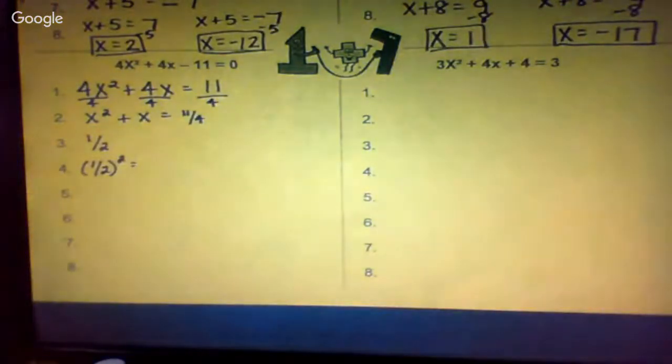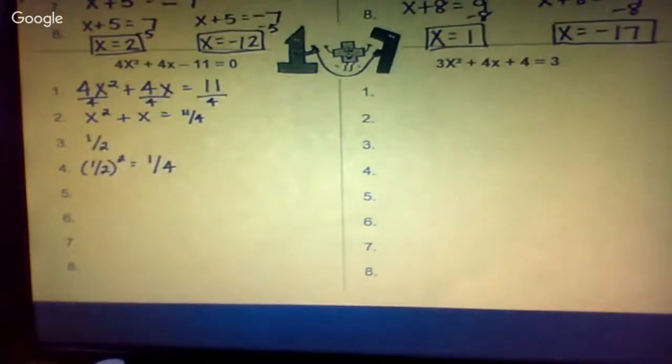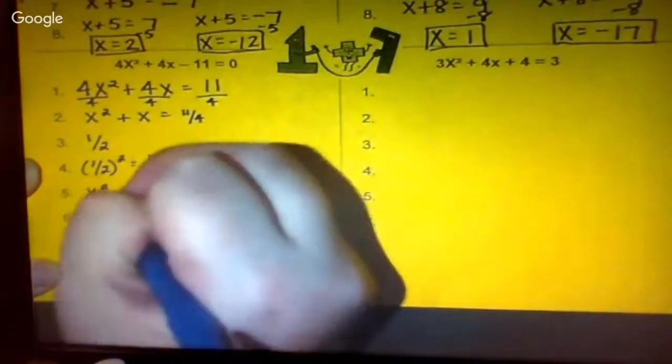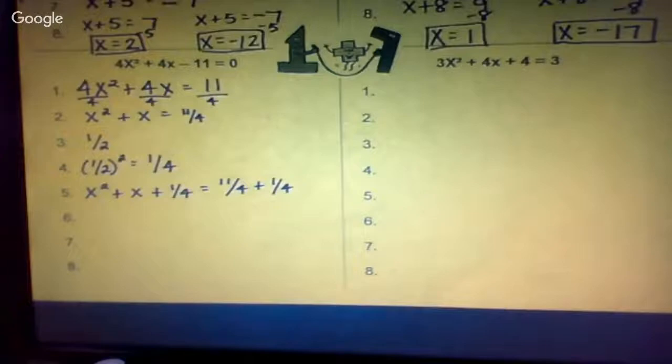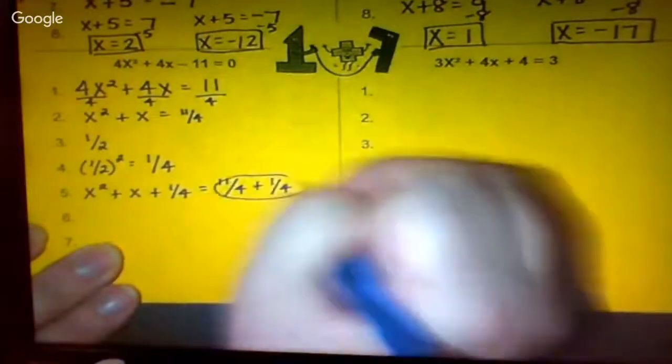Okay. Step 4, I need to square that now. So what's 1/2 squared? If you need to use your calculator to figure it out, that's fine. Change it to a fraction. Hit math. Choice number 1. 1 over 4. So now I need to add that to both sides of my equation. x squared plus x plus 1/4 equals 11/4 plus 1/4. Well, what's 11/4 plus 1/4? 12/4, which is 3. Good.